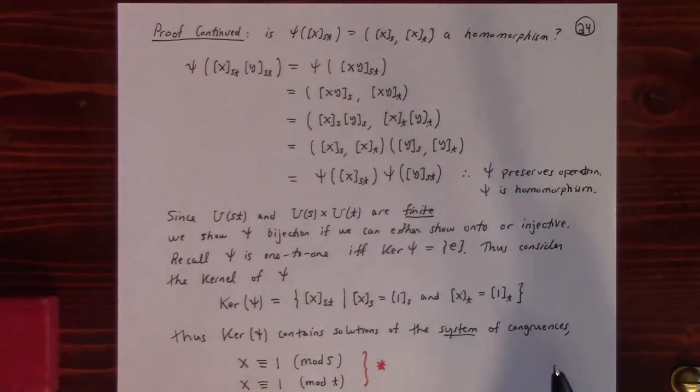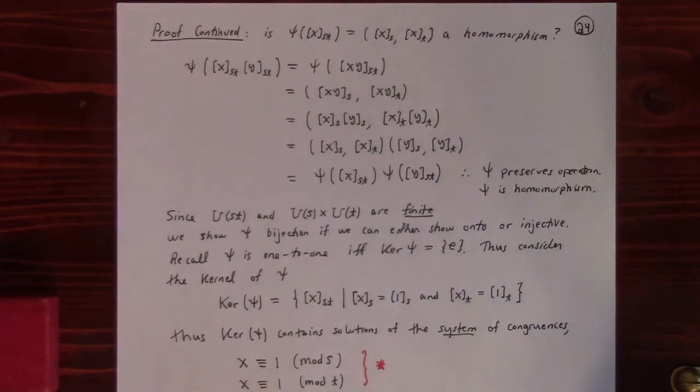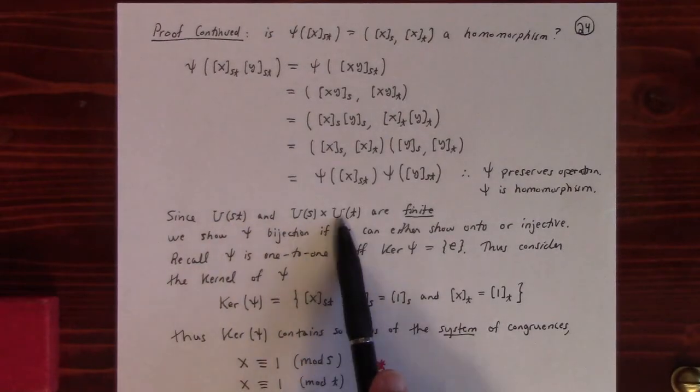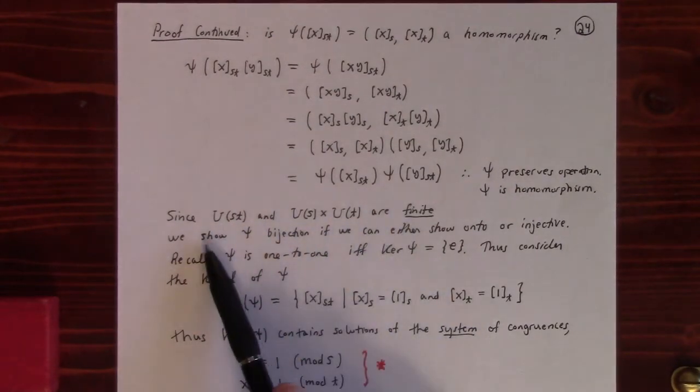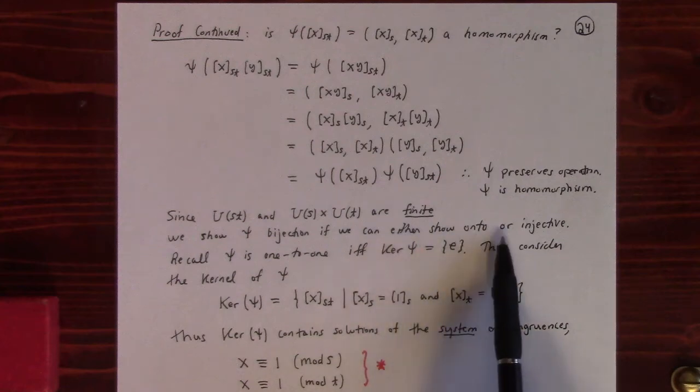It preserves the operation. Now furthermore, since U(st) and U(s) cross U(t) are both finite, to show that psi is a bijection, we can either show it's onto or it's injective.